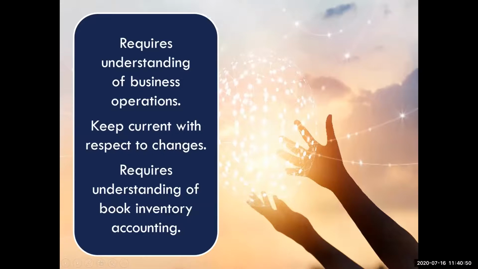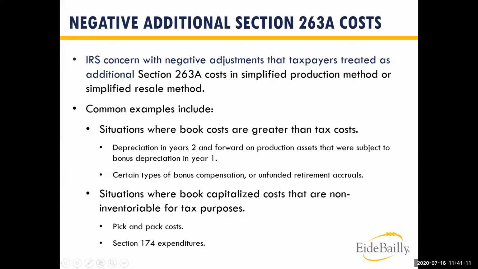And similarly on the book accounting side, we need to know what costs are being capitalized for book and how they're being capitalized. If there are changes being made within that internal book cost accounting structure during the year, all of that is important to understand before we can figure out what we need to do for tax purposes for UNICAP. Now, as I said earlier, they are commonly referred to as the negative additional 263A costs. And that's because of a negative cost situation, or negative adjustments, that really brought this issue to the IRS's attention.